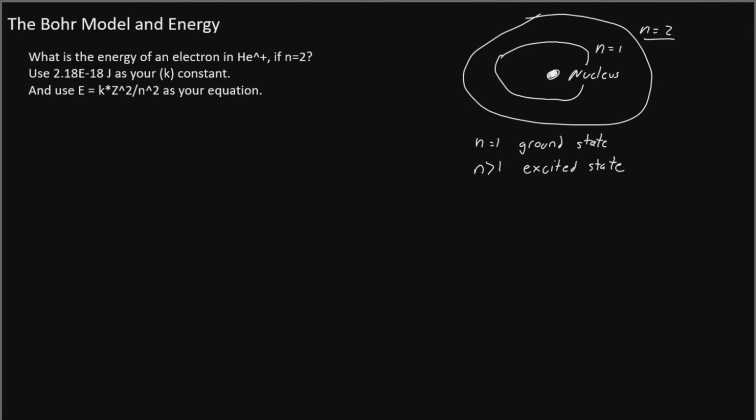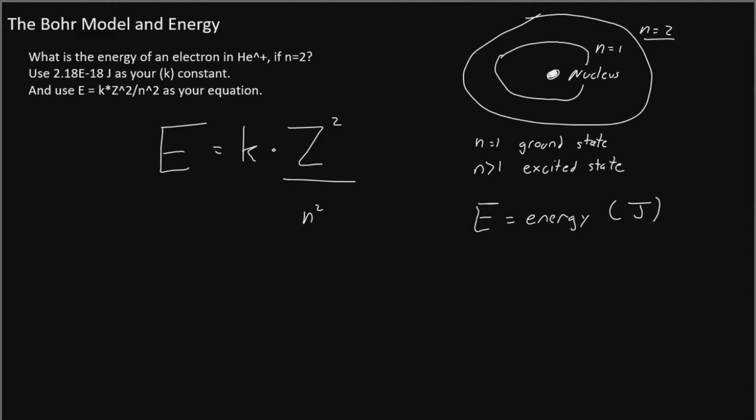Now, to find the energy in this electron, we use the equation E is equal to K times Z squared over N squared. E stands for energy, and this energy will always be in joules. K is a constant that relates energy to the other pieces of information. It is automatically 2.18 times 10 to the negative 18th joules.